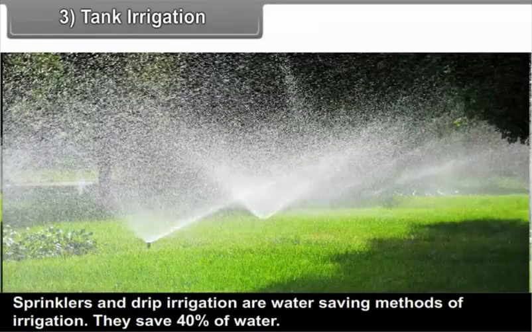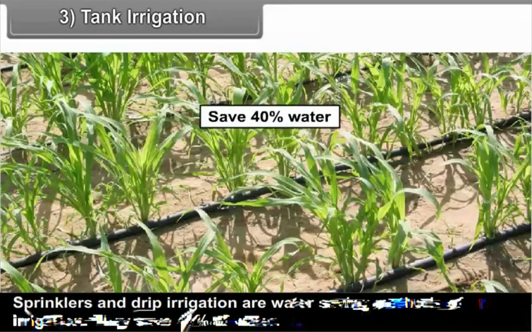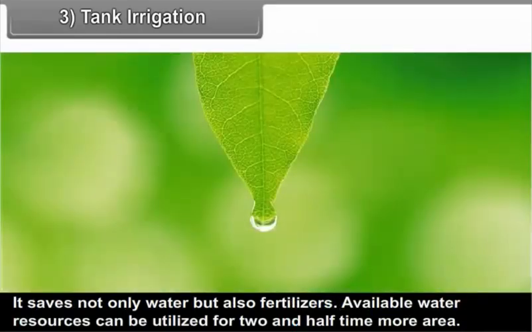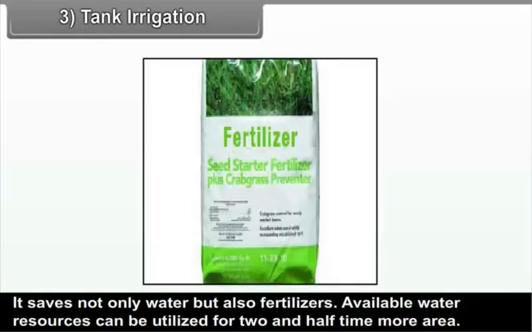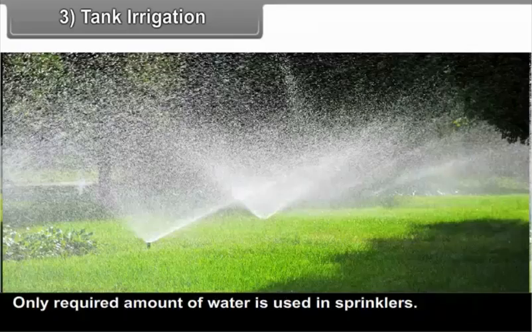Sprinklers and drip irrigation are water-saving methods of irrigation. They save 40% of water. Drip irrigation supplies water to the roots of the plants. It saves not only water but also fertilizers. Available water resources can be utilized for 2.5 times more area. Only the required amount of water is used in sprinklers.